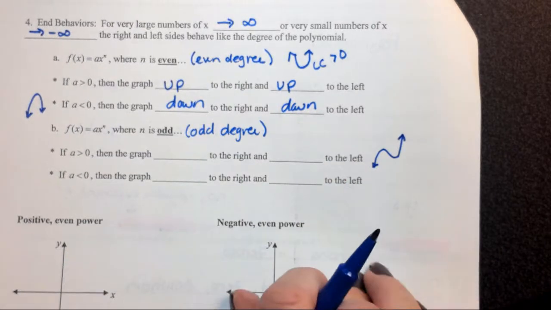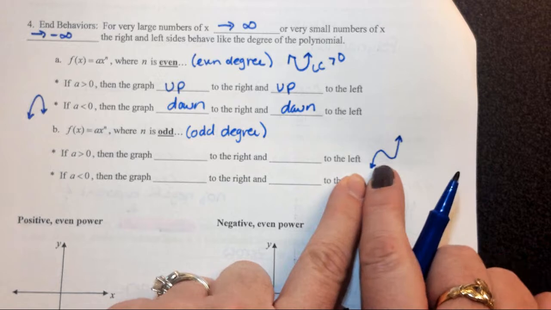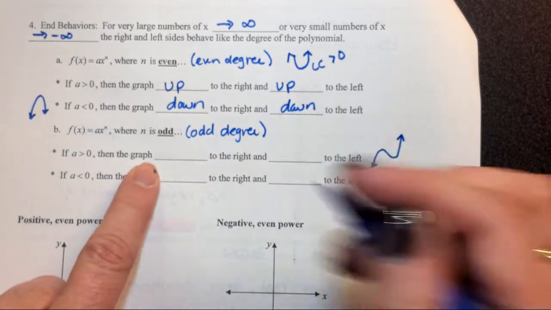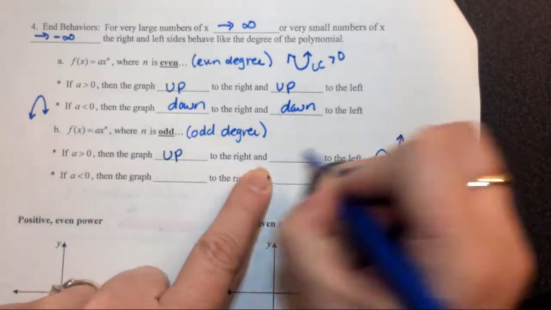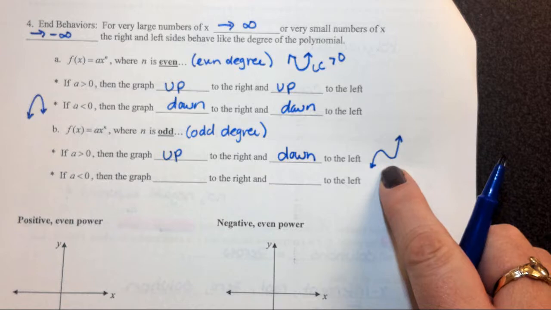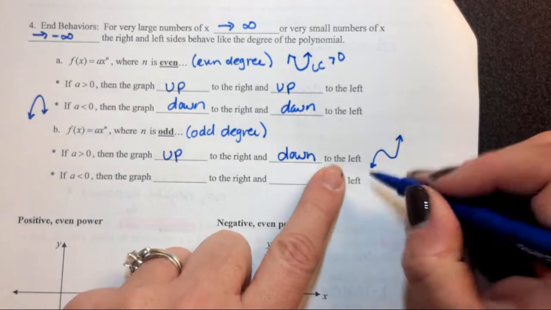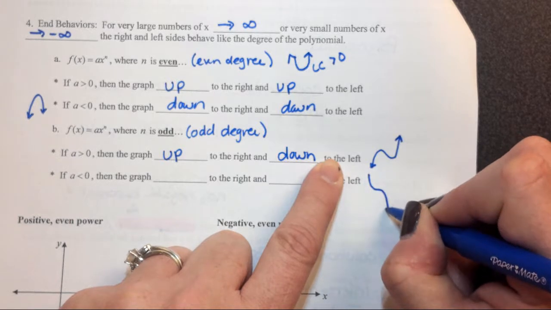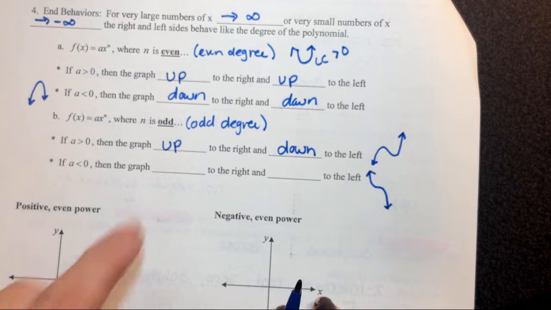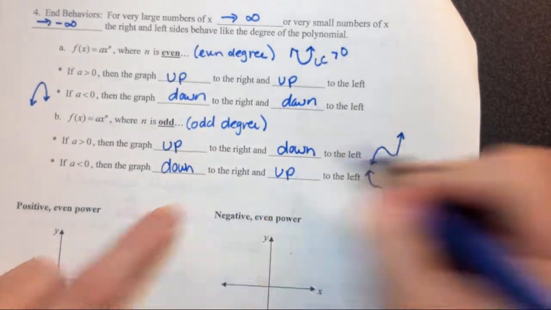We may not know what happens in the middle, but we do know what happens on the left: it's going to go down. What happens on the right, it will go up. So the graph will go up to the right and down to the left, like I showed you. Again, that's where the leading coefficient is positive. So again, if the leading coefficient is negative, it reverses itself. So it'll go down to the right and up to the left.